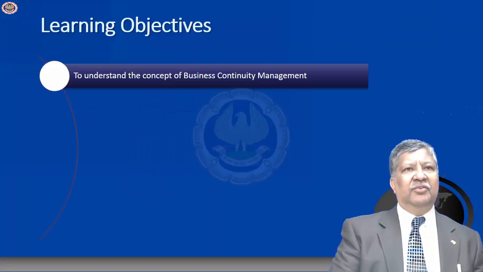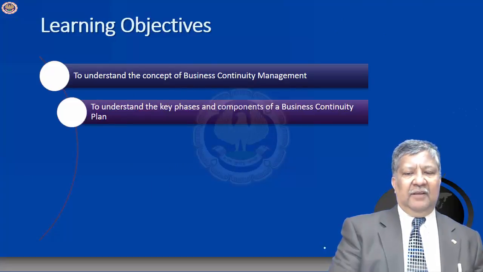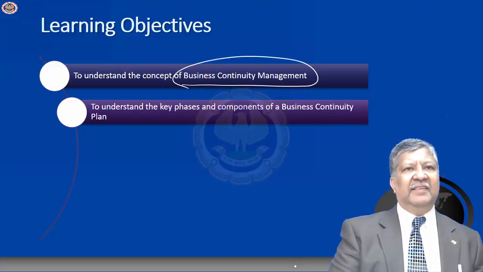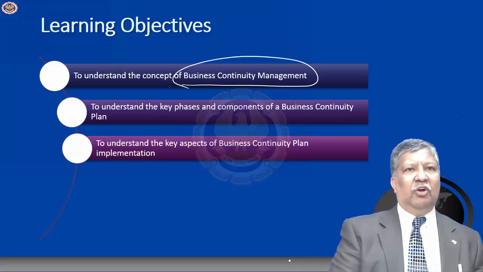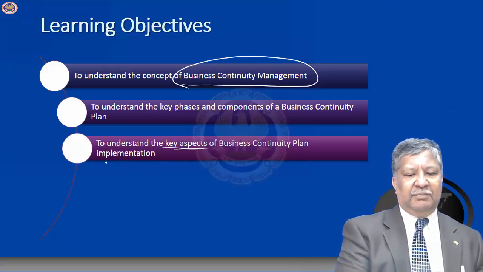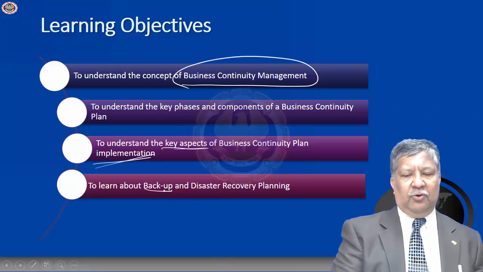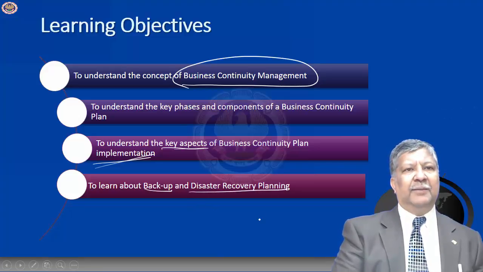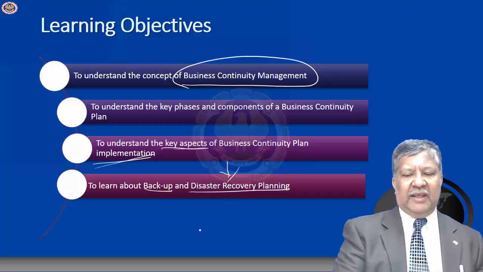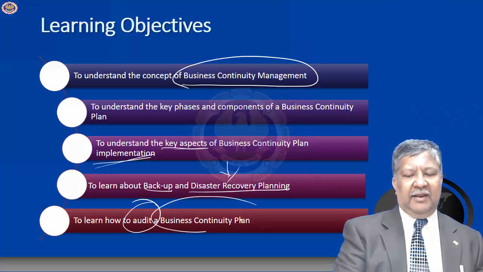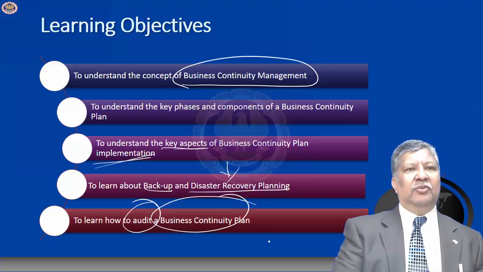Now let's look at the learning objectives. This is what we discussed as far as the chapter is concerned. We understood business continuity management as a concept. We understood the different phases and components of a business continuity plan. We also looked at the key aspects of a business continuity plan, especially from the perspective of implementation. We also talked about, in chapter 4, part 4, what is backup, what are the different types of backups, what are the different types of plans, what are the different types of alternate procedures, and the detailed list of the procedural aspects we have to follow for disaster recovery planning. And we also looked at how you audit a business continuity plan. This part of the presentation, part 5, was primarily about how to audit a business continuity plan.